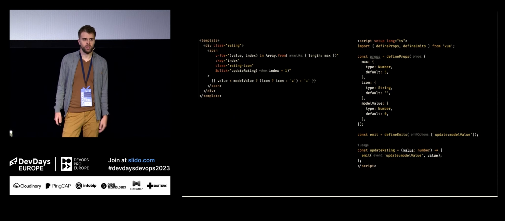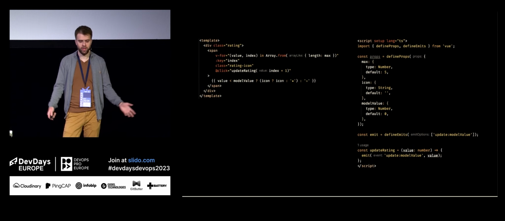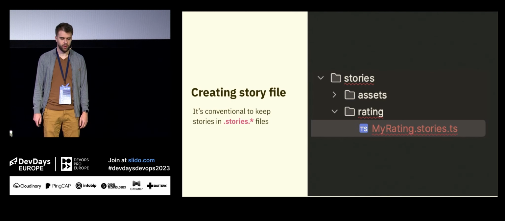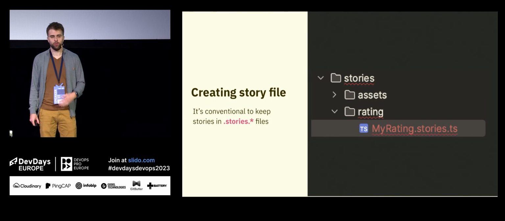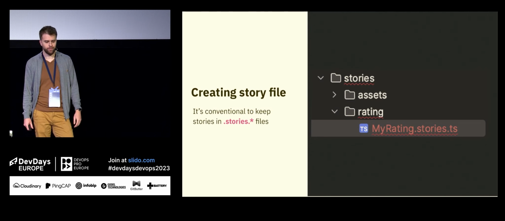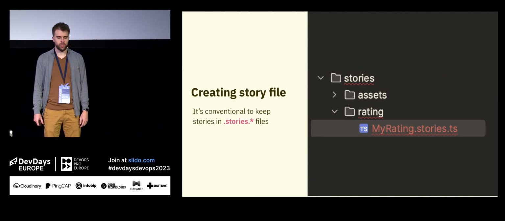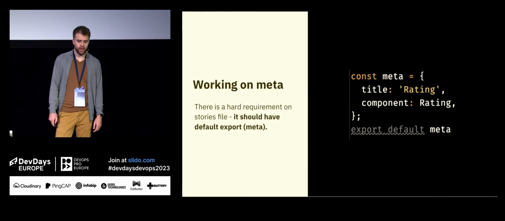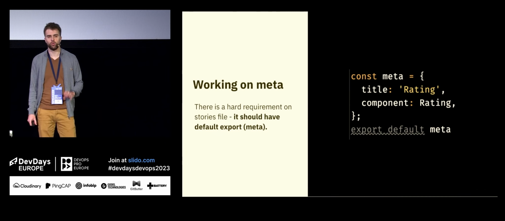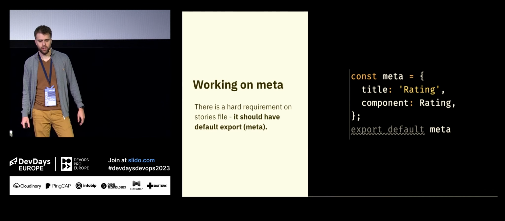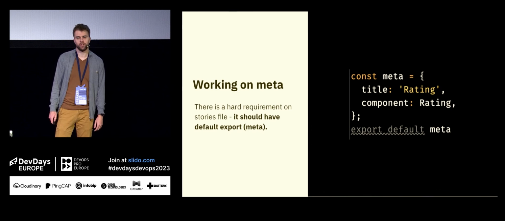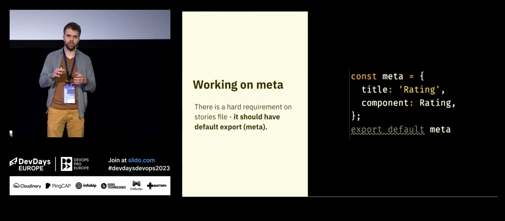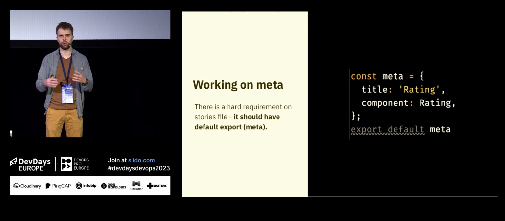This seems to be all right from the first glance. Maybe it's not, we don't know yet, but let's roll with it. And we have to add stories now because we have a component already. It's conventional to keep stories in a stories file, so we'll add one, and inside that file you have a requirement to have a meta or default export, and in that export you also have to define a component, and Storybook does a lot of magic with component declaration, so it has to know this information.